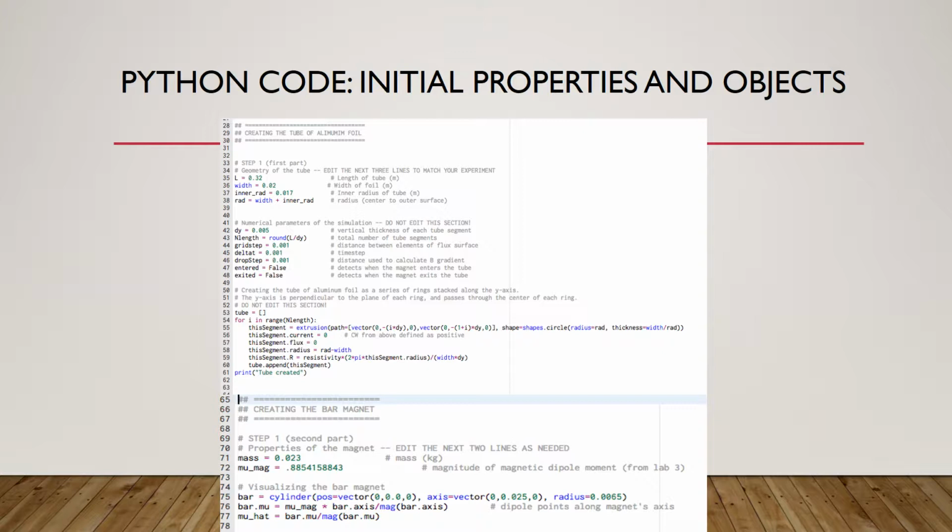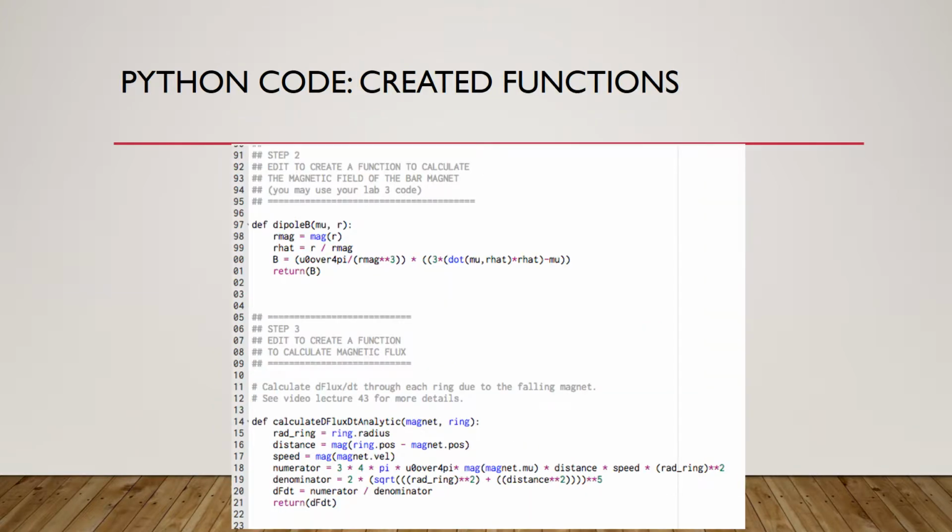On this slide, you can see the functions that we use to do calculations throughout this script. On the top, you can see the function that calculates the magnetic field due to a bar magnet at any position from a previous lab. And on the bottom, you can see a somewhat similar function that calculates the dΦ/dt due to a magnet on a ring, which will be very useful later on in this script.